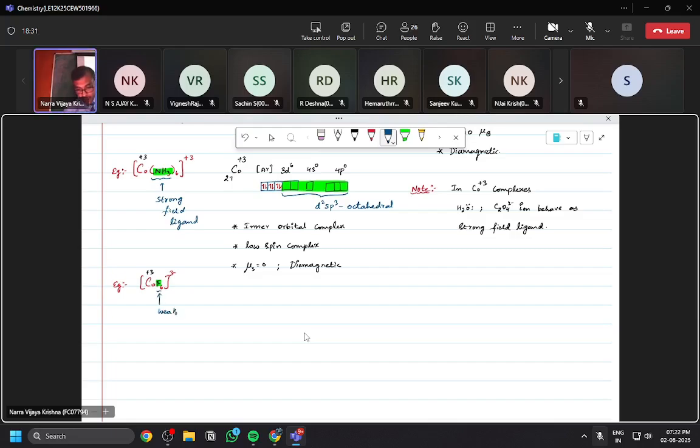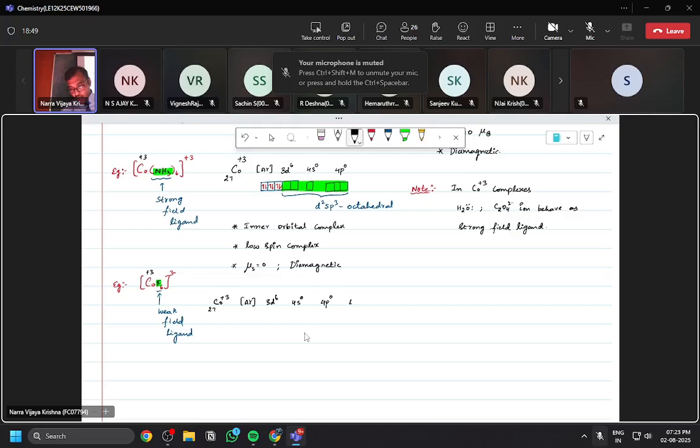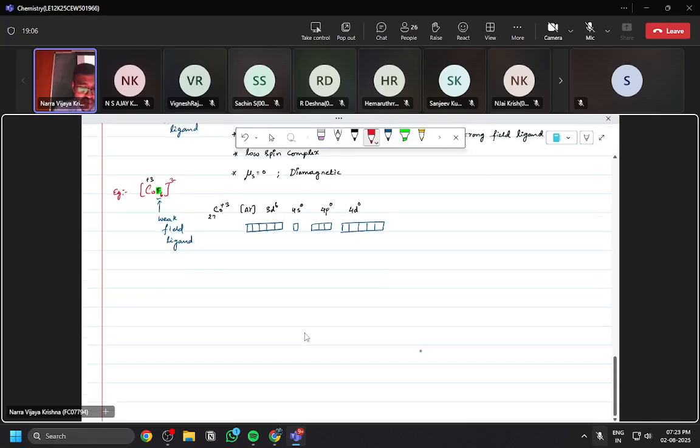Weak field ligand means I should not pair the electrons. Here also cobalt is in plus 3 state. Again, I have to write argon 3d6. Observe very carefully. 4s0, 4p0, 4d0. In case of 3d, degenerate orbitals are 5, 1, 2, 3, 4, 5, s 1, p 3, and d again 5. Now d6. As this is weak field ligand, I should not pair up. So 1, 2, 3, 4, 5, 6.